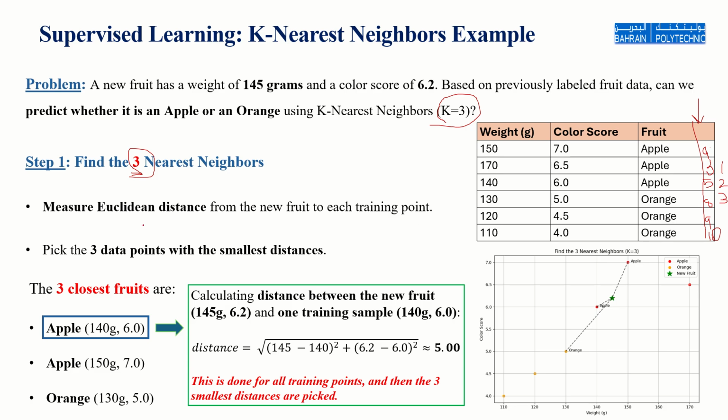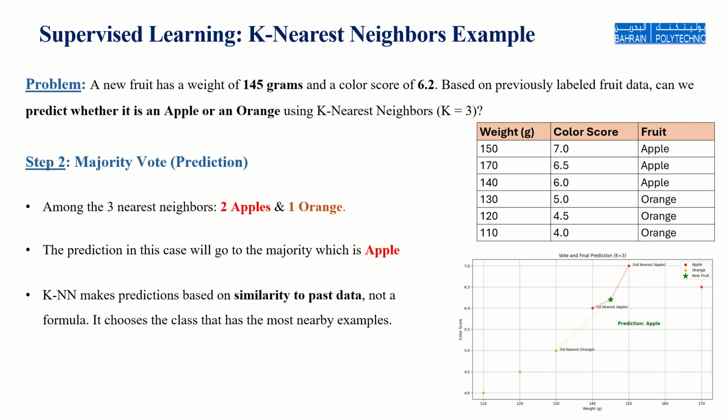What is the next step? The next step is to do a majority voting. Just imagine you got this as the first lowest distance, this as the second lowest distance, and this as the third lowest distance. You will find that there are 2 apple classes and 1 orange class.